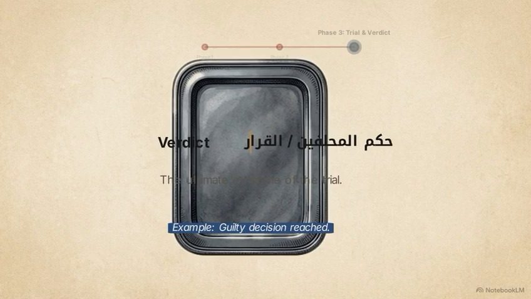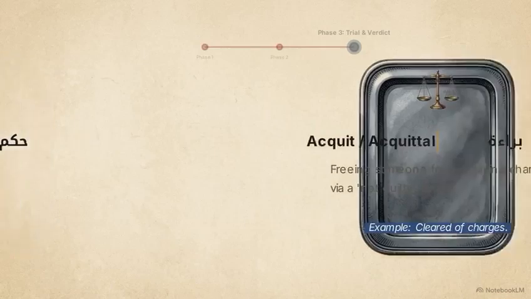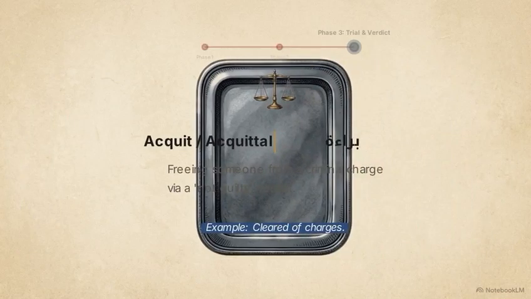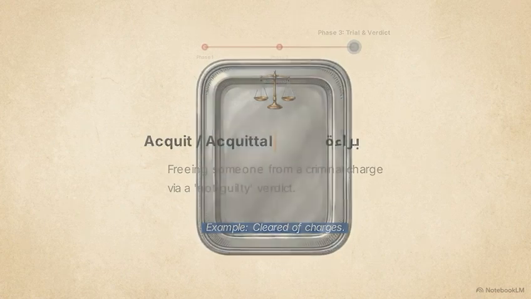Within criminal trials, a specific and vital type of verdict is to acquit or grant an acquittal. To acquit someone is to free them from a criminal charge by a formal verdict of not guilty. In Arabic, the verb is yubri', and the noun is bara'a. Applied in a sentence, the judge will acquit the defendant due to a lack of evidence.